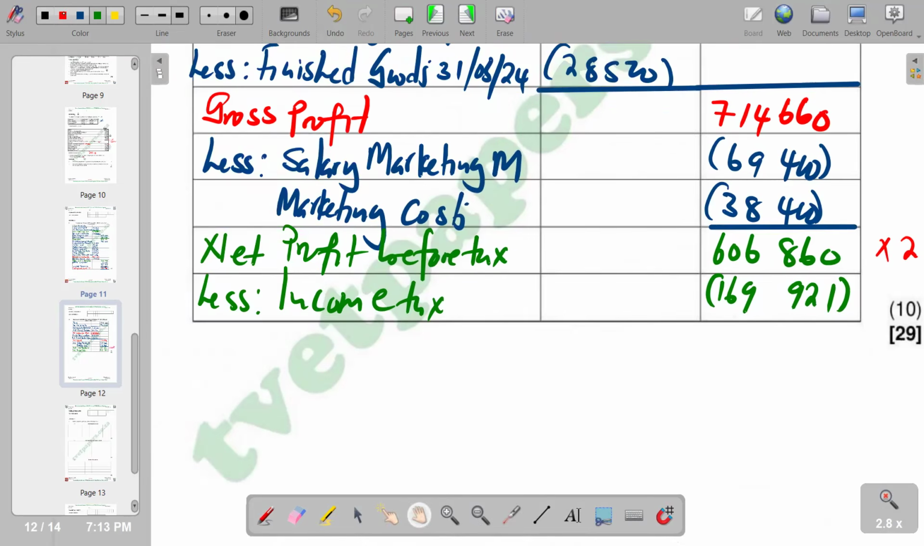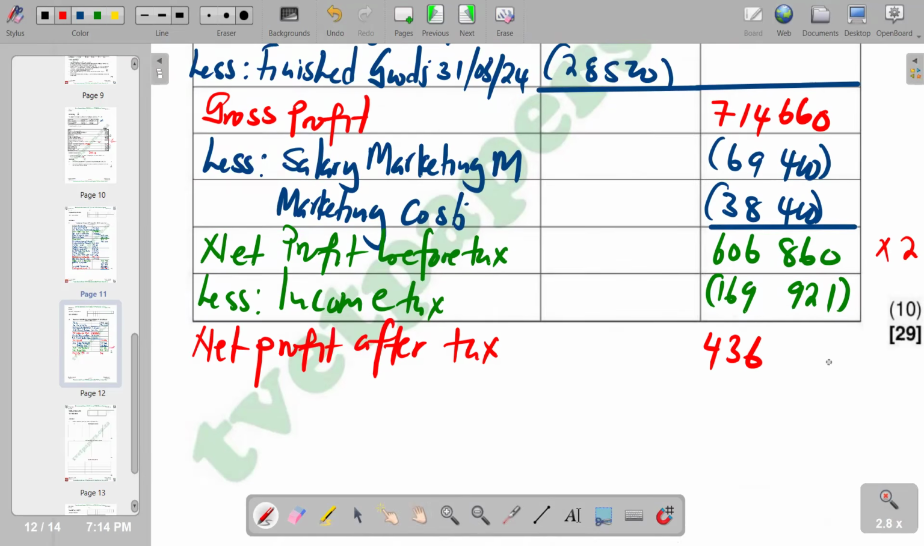The final figure becomes net profit after tax. So 606,860 minus 169,921, you get 436,939. So this becomes your final figure for net profit after tax. So this is what we have, guys.